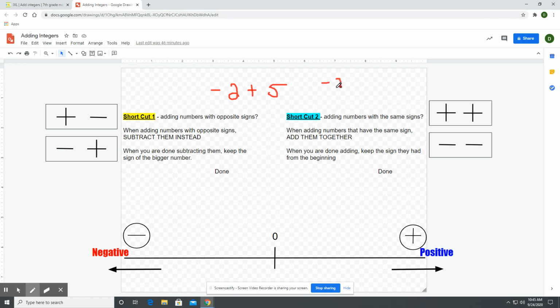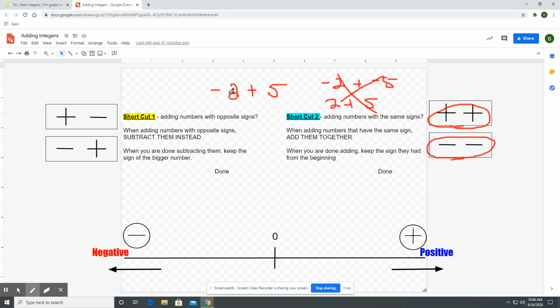If it said -2 plus -5, we would deal with a -2 and -5. That would be here, negative, negative, which is not the case here. If it was 2 plus 5, it'd be +2 and +5, which would be this case, but it's not either one of those. So we know that we're dealing with shortcut number 1. One of them's negative, one of them's positive. So let's see what it says for us to do.